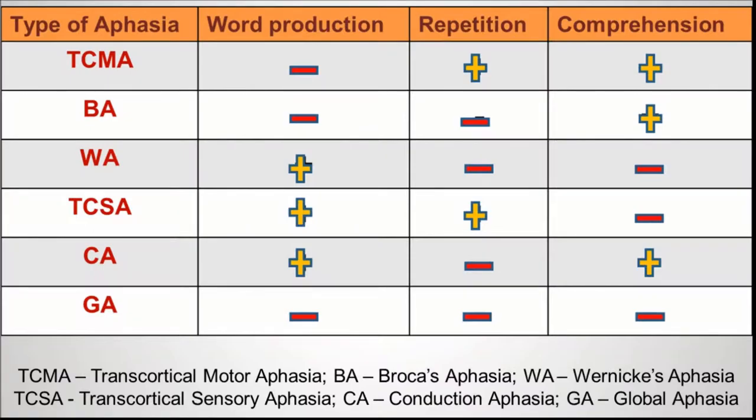The difference between Wernicke's aphasia and transcortical sensory aphasia is again repetition, wherein repetition is preserved in transcortical sensory aphasia, whereas it is lost in people with Wernicke's aphasia. In conduction aphasia, typically repetition is affected with the preservation of word production and comprehension. Global aphasia is one where word production, repetition and comprehension are affected.